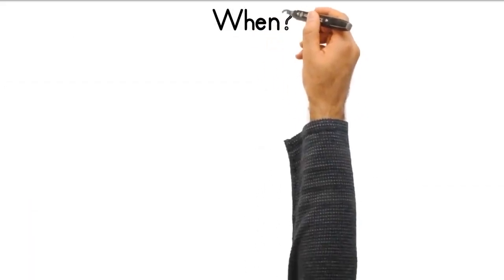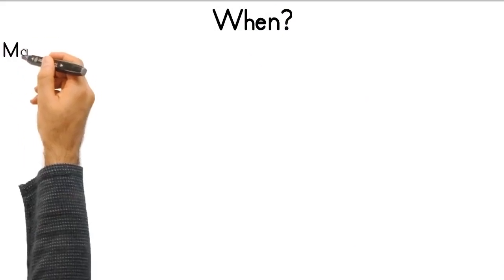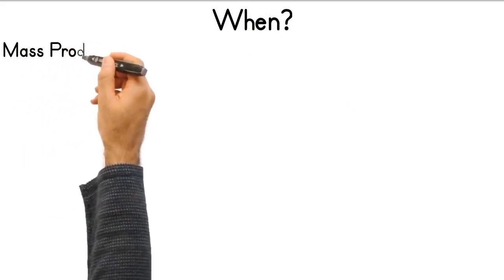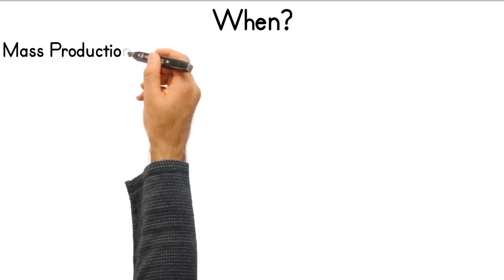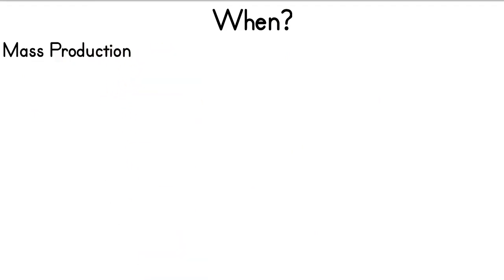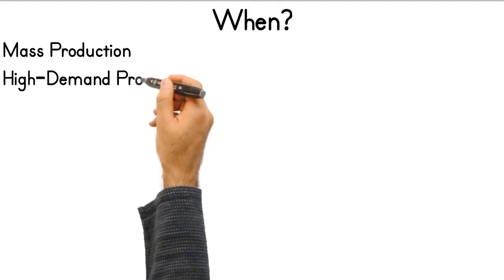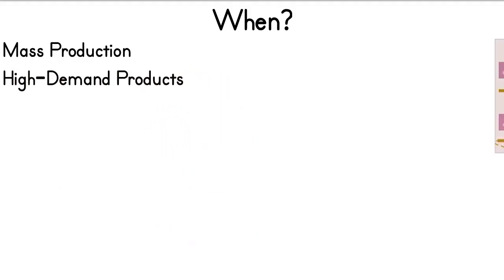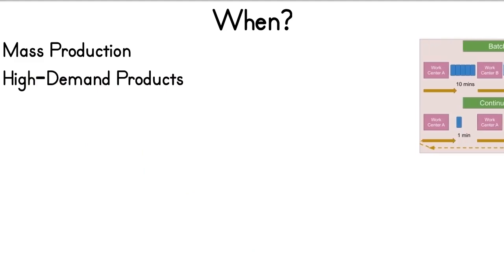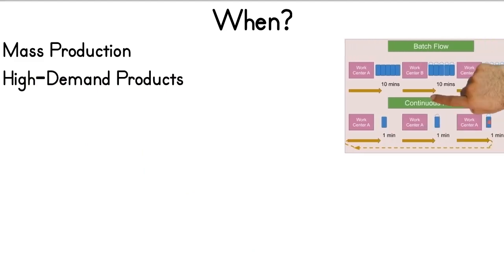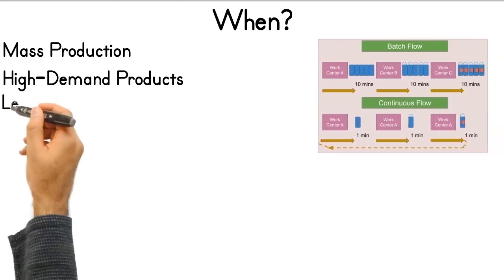When is continuous flow used? Continuous flow is used during production runs where it is beneficial to maintain a steady pace and minimize interruptions. Mass production. It is commonly employed in mass production environments, where large volumes of identical or similar products are produced continuously. High-demand products. Continuous flow is ideal when there is consistent demand for a product, ensuring that production is synchronized with customer needs. Lean manufacturing initiatives.